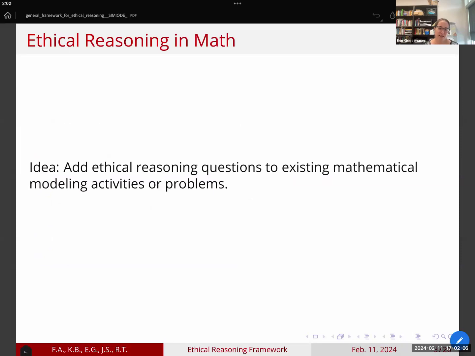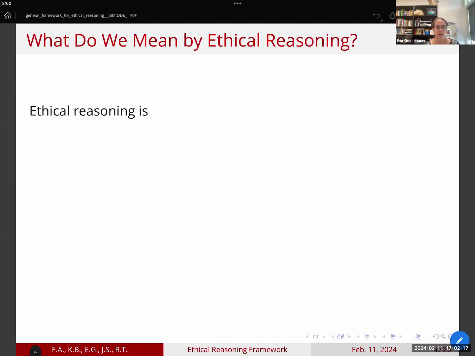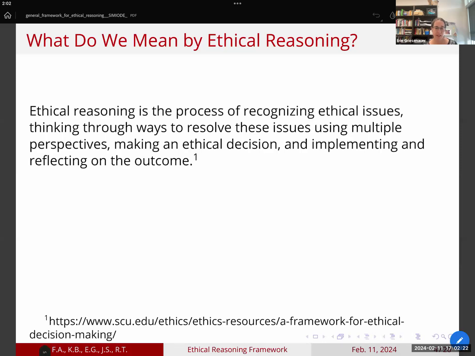Okay, so our idea here is that we want to develop a framework where we can add ethical reasoning questions to an existing mathematical modeling activity or problem. So what do we mean by ethical reasoning? Ethical reasoning is a multi-step process that begins with recognizing ethical issues that are inherent in the mathematical modeling and its context. Then thinking through ways of resolving these issues using multiple perspectives, ultimately making an ethical decision, implementing that decision, and reflecting on the outcome.